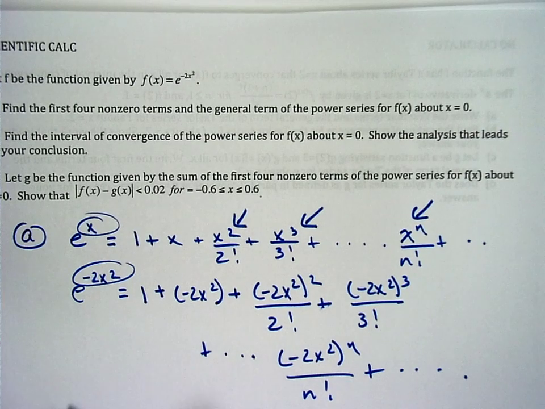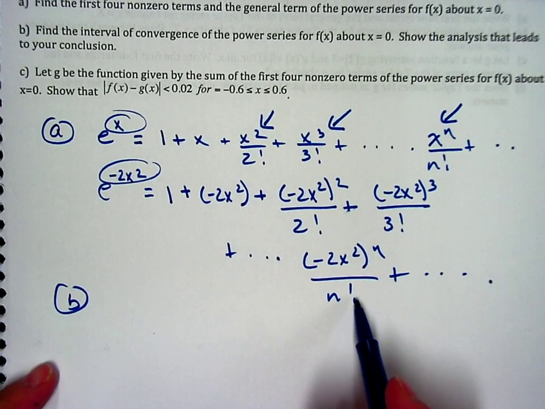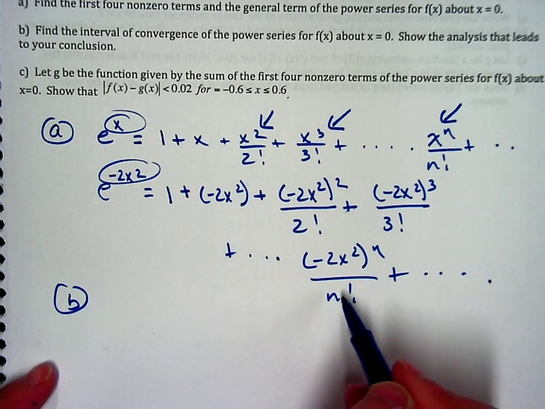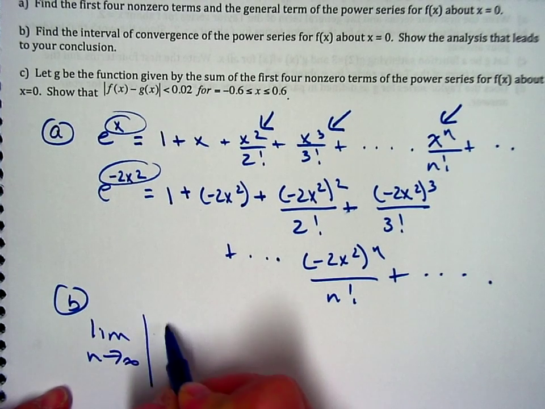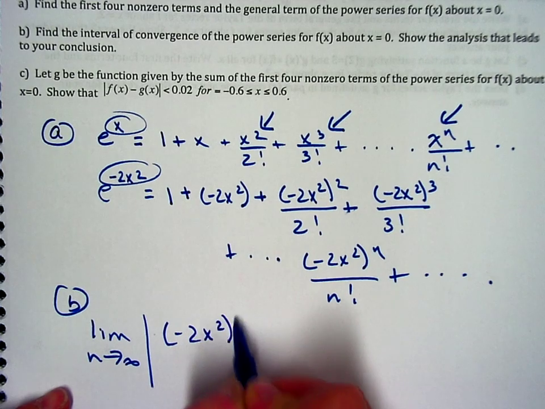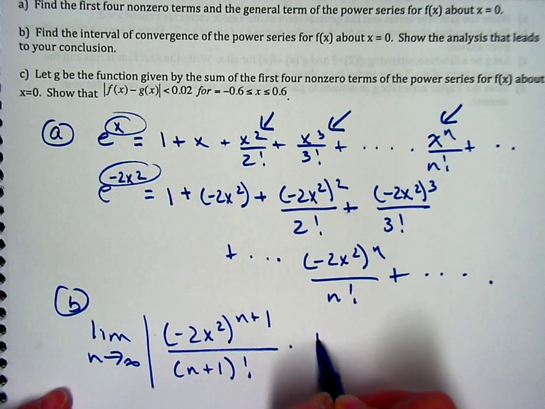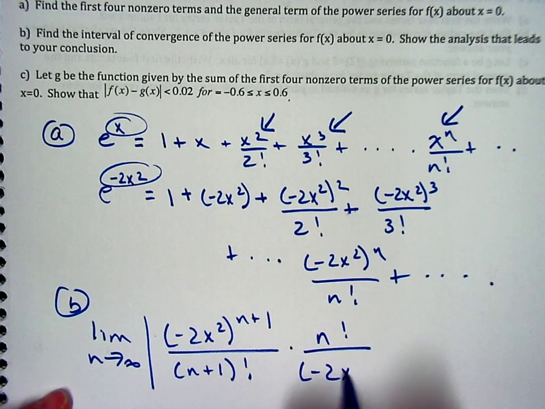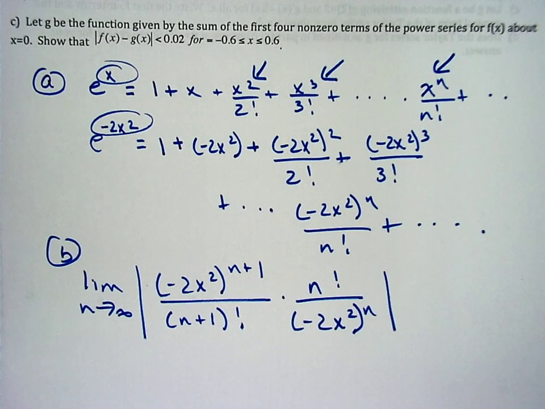Okay, part B. Find the interval of convergence. I have my general term. It's not geometric. I'm going to use the ratio test. So let's do my setup. Negative 2x squared to the n plus 1 over n plus 1 factorial times n factorial over negative 2x squared to the n. Okay, let's simplify a couple things before we start taking the limit.